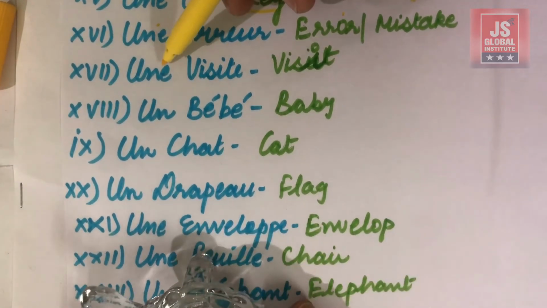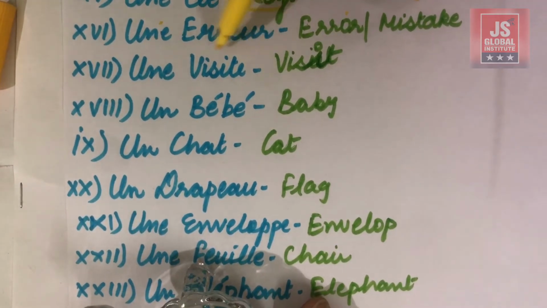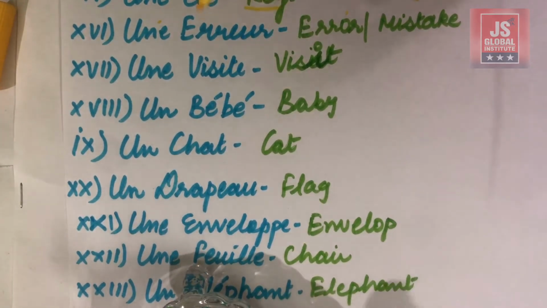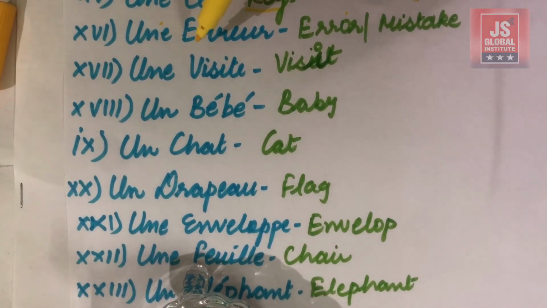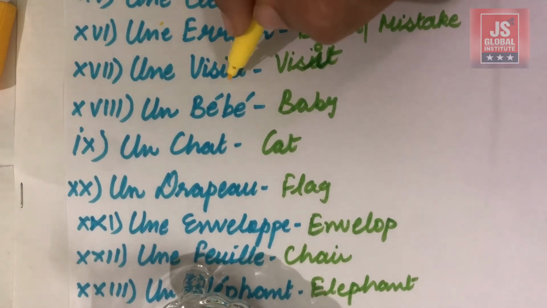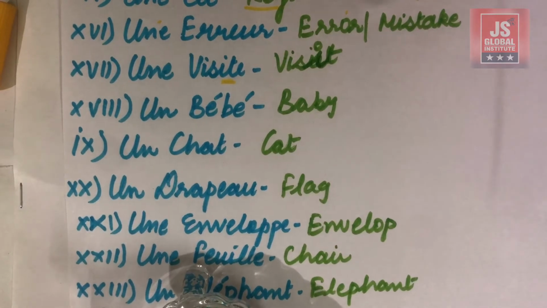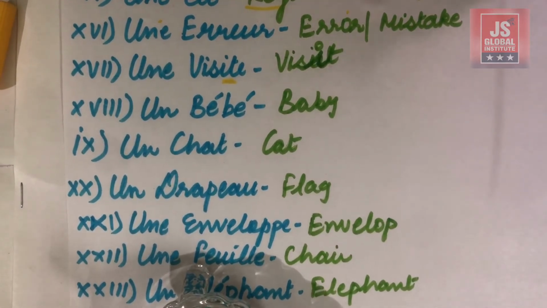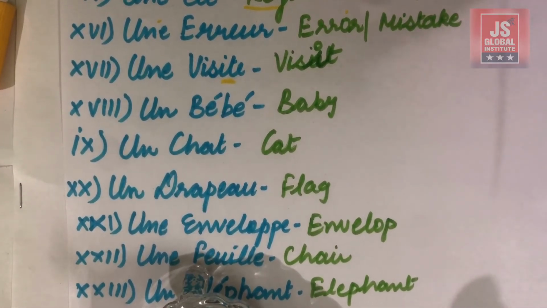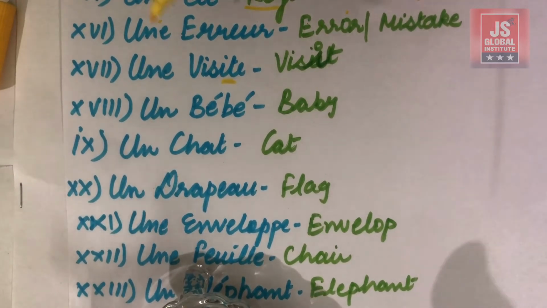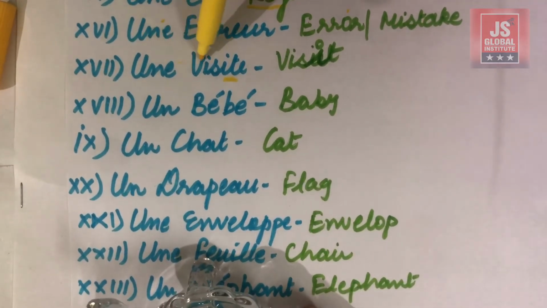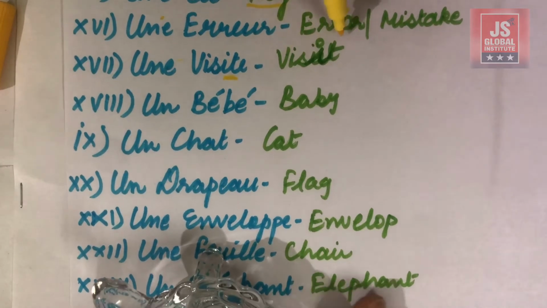Right, une visite, une visite. So one thing I want to repeat here, I have already told in my previous videos, in my previous lectures, that in French we do not pronounce T as T. Alright, so what it becomes? Une visite, that is visit.